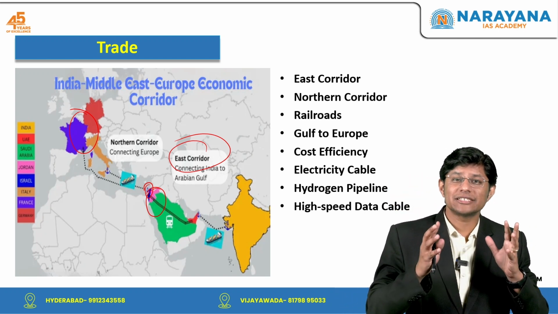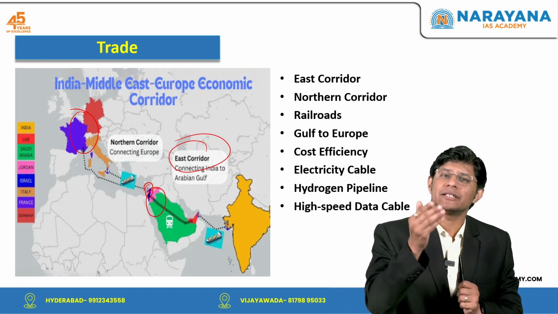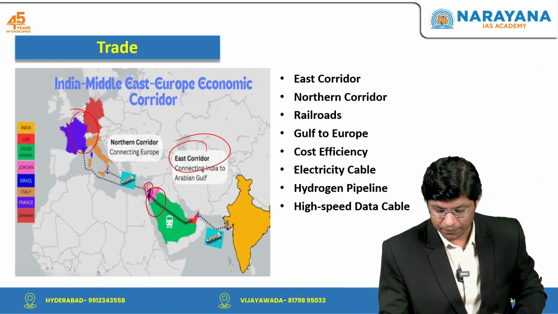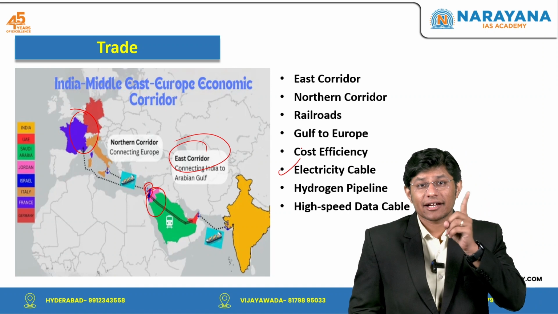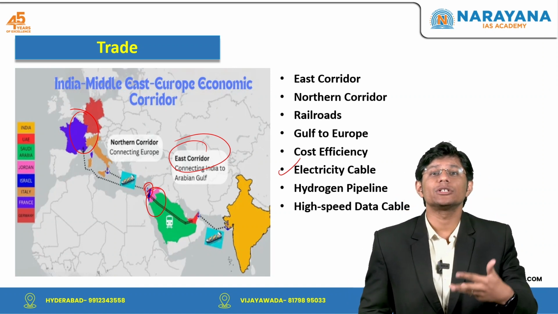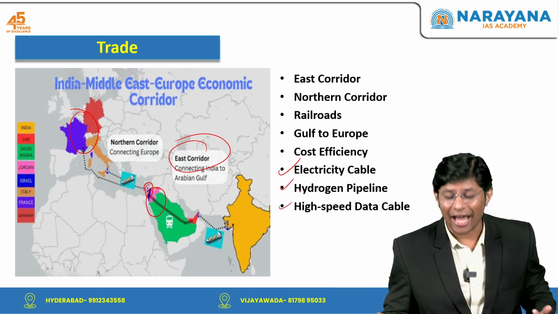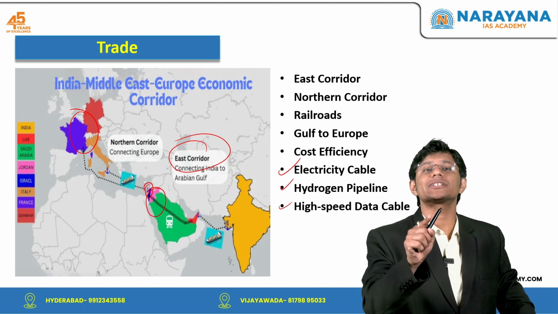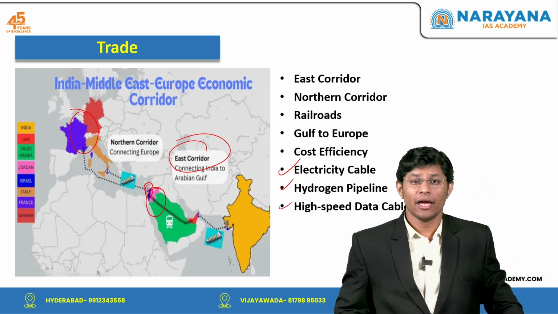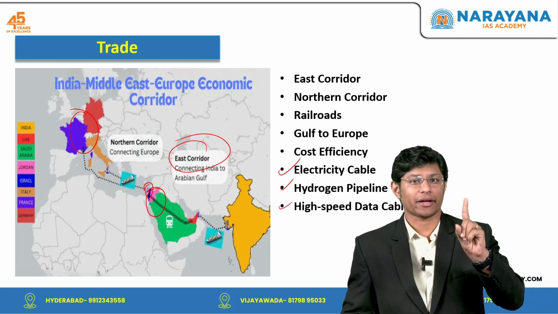Now, let me also discuss the elements of the IMEC corridor. See, there are many elements under the IMEC corridor. The first one is the electricity cable. Now, this electricity cable enhances energy connectivity. Then we have the hydrogen pipeline. This supports green energy initiatives. Then we also have the high speed data cable, which will boost digital infrastructure and data flow. Now, let me also discuss the key ports and routes under IMEC.